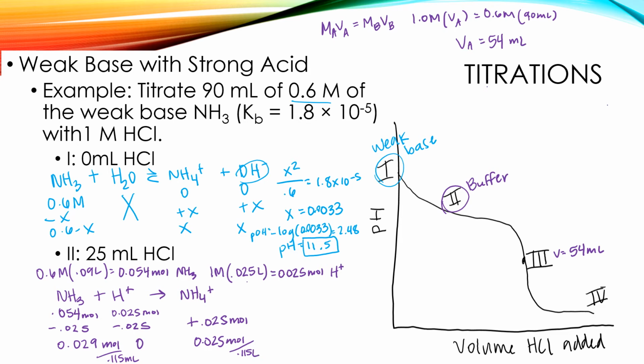0.115 liters. Oops, not milliliters. It's 115 milliliters, 0.115 liters. And so my concentrations are 0.25 and 0.217. So now I'm going to plug this in to Henderson-Hasselbalch. So pH is equal to pKa, but I've got Kb here, so I've got to find Ka.